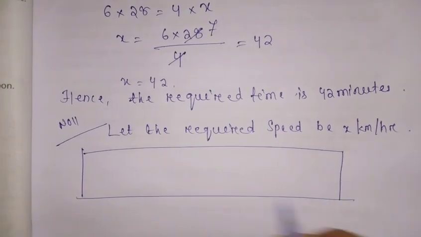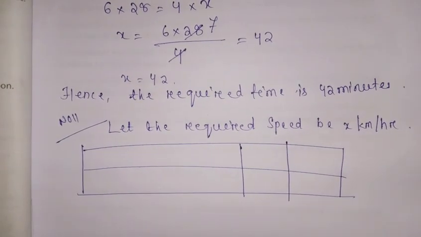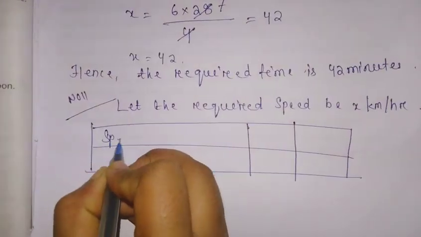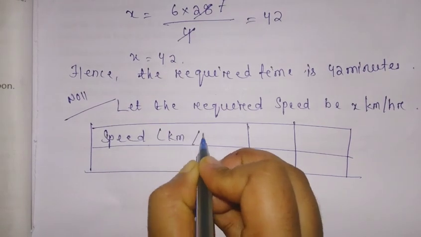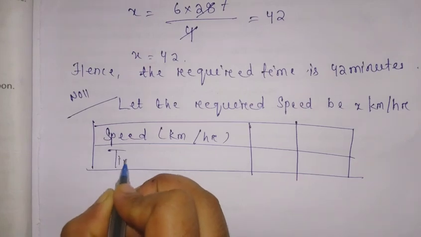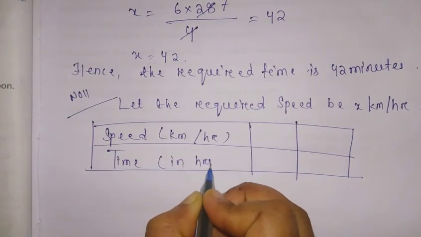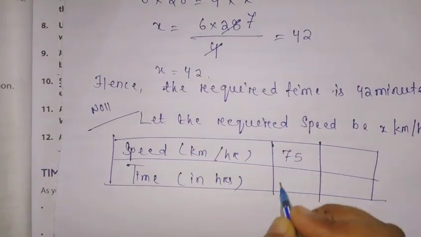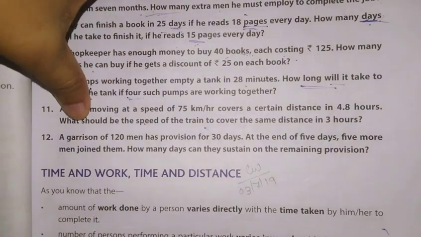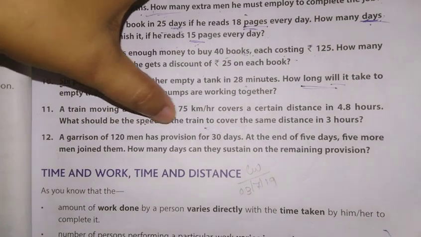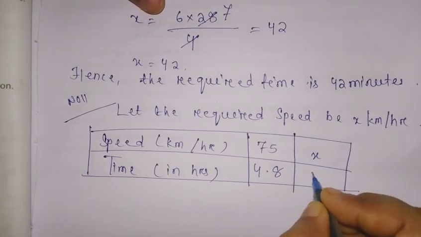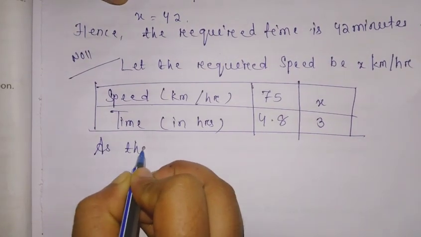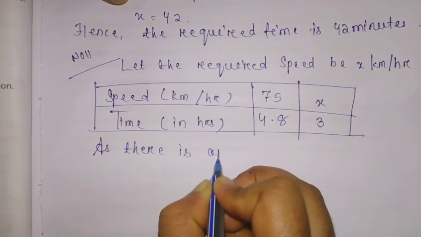Then we make an inverse table. First I write speed in kilometers and time in hours. 75 kilometers, 4.8 hours, and x kilometers, 3 hours. As there is an inverse variation.